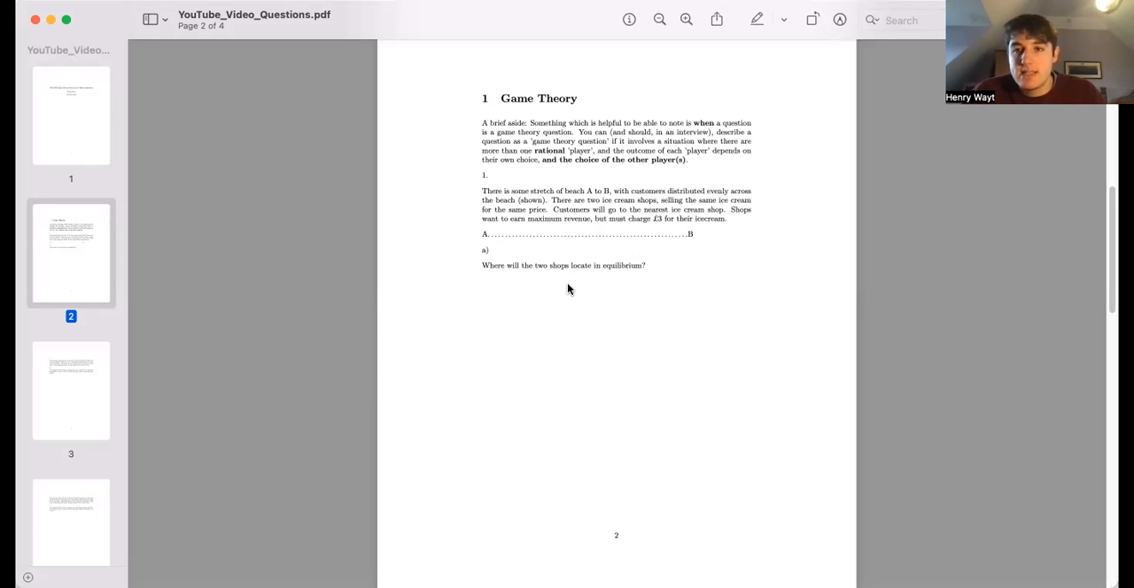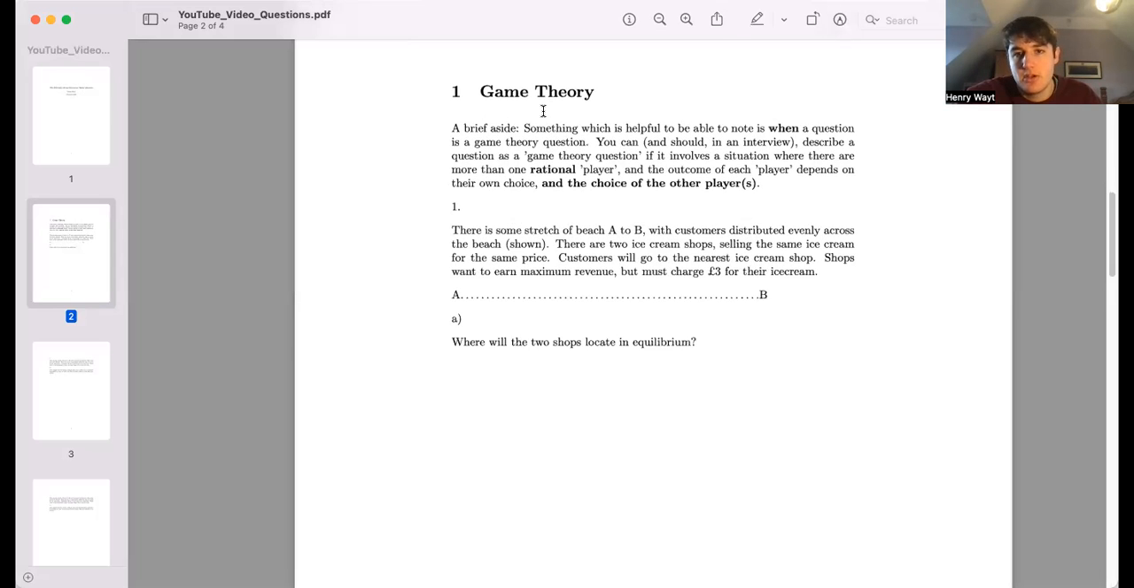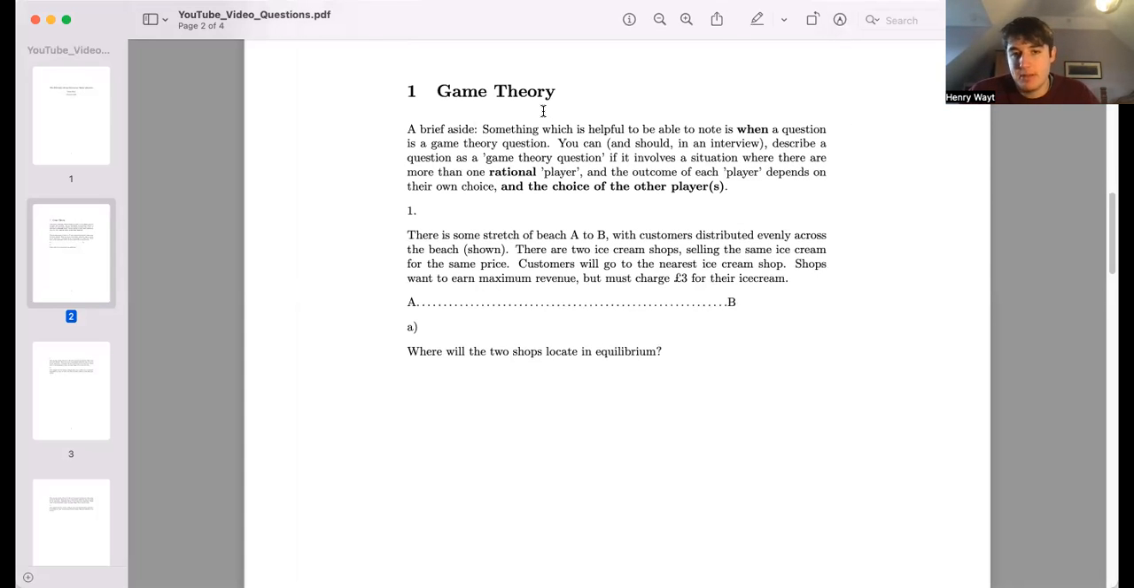And so my first thing I wanted to say is in this booklet, I give lots of more general hints. And the hint that I'm going to talk about here is for game theory questions. And it's up here. So it's helpful to know when a question is a game theory question. And you're not really told this at economics A level because you don't really go into very much game theory except I remember a little bit of oligopoly stuff. But you can describe a question as a game theory question really if it involves a situation where there's more than one rational player. So there's more than one individual who's looking to maximize their own return. And importantly, the outcome of each player depends on their own choice and the choice of the other player.